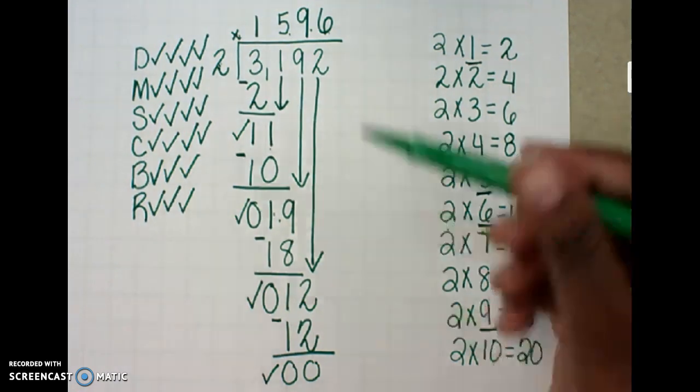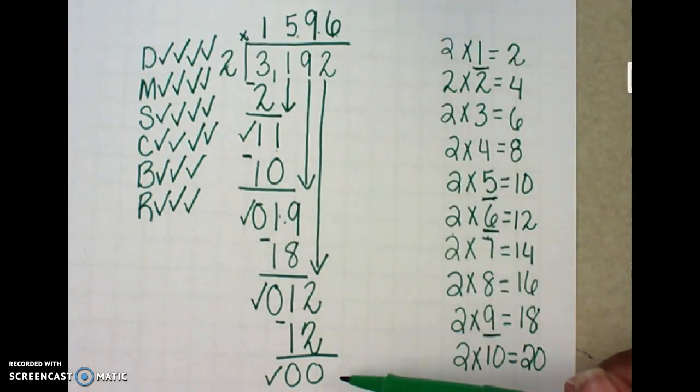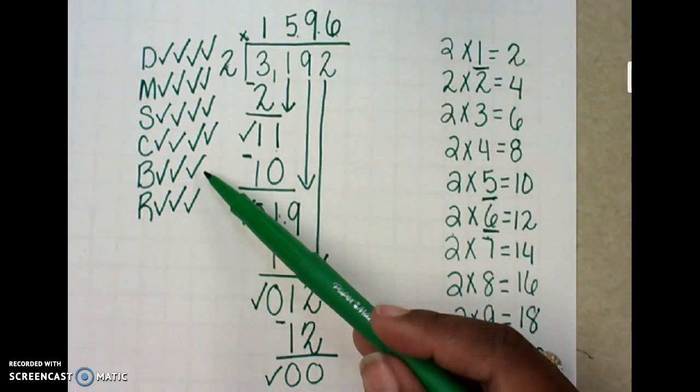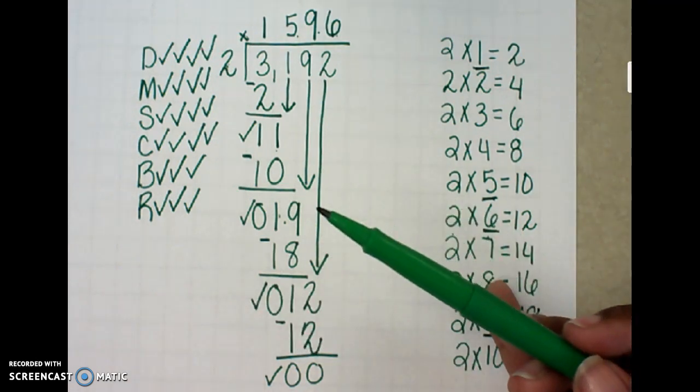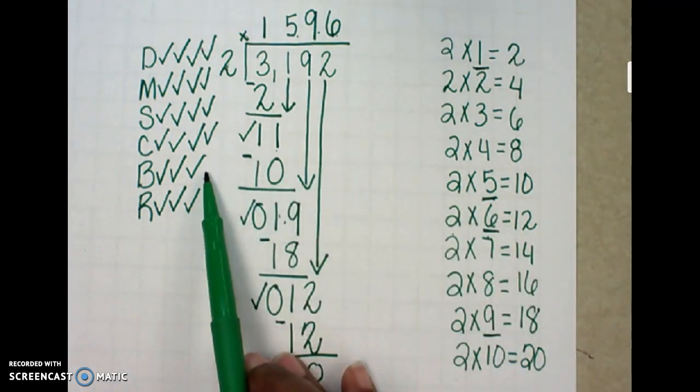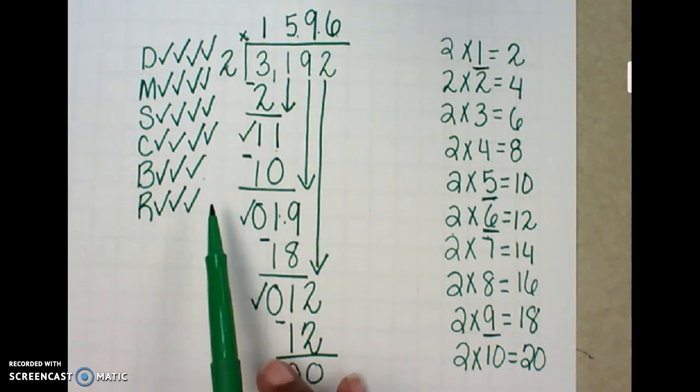There are no more numbers for Miss Phillips to bring down, so I have nothing to bring down, and there is nothing for me to repeat. So there will be no checks by the B for bring down, and no checks by the R.